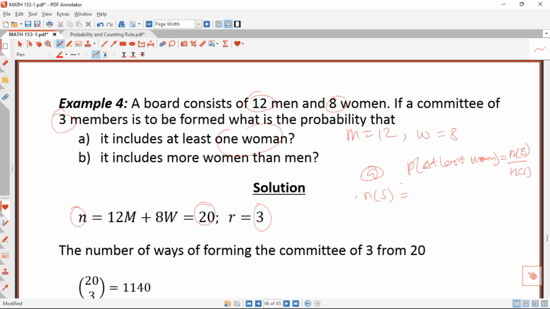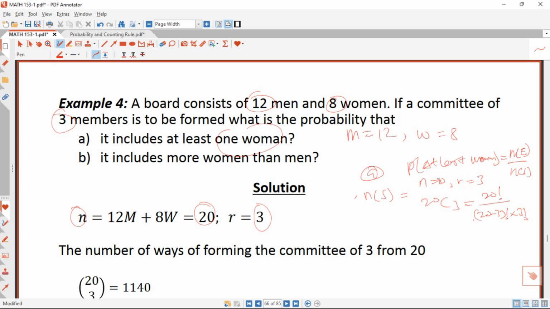the combination rule to get our number of sample space. Right, we are going to apply the combination rule to get our number of sample space. So here we could see that we have been given our N to be 20 and our R to be 3, right? So we are going to get 20 combination 3, which will be equal to 20 factorial divided by 20 minus 3 factorial times 3 factorial.